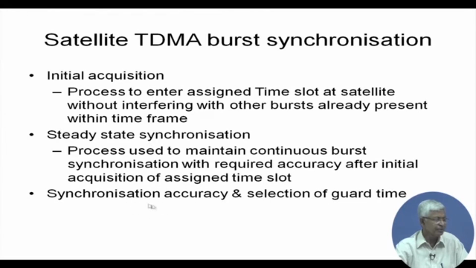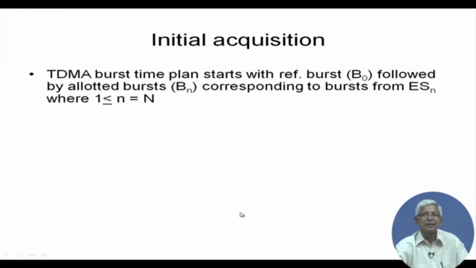And from these two we will try to derive what is synchronization accuracy and selection of the guard time. Now, let us say TDMA burst time plan, we will show you the plan. Let us define the nomenclature: the reference burst we will call B0, burst B, and 0 is the reference burst, followed by the allotted bursts.